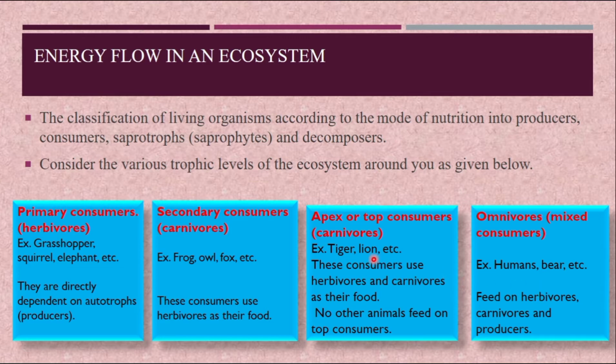Sometimes the top carnivores which prey upon the herbivores, carnivores, and the omnivores are known as the top consumer or the top carnivores. For example, it includes a lion, tiger, hawk, vultures. These top carnivores are not killed and eaten by other animals.